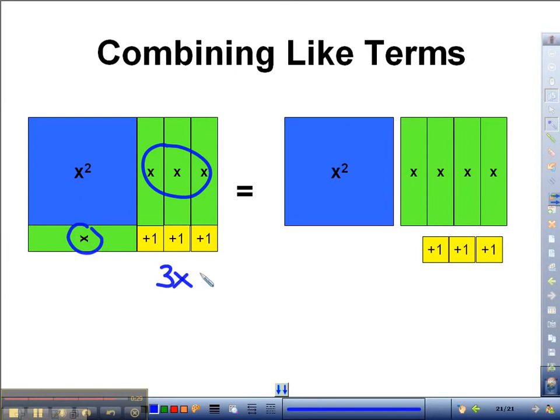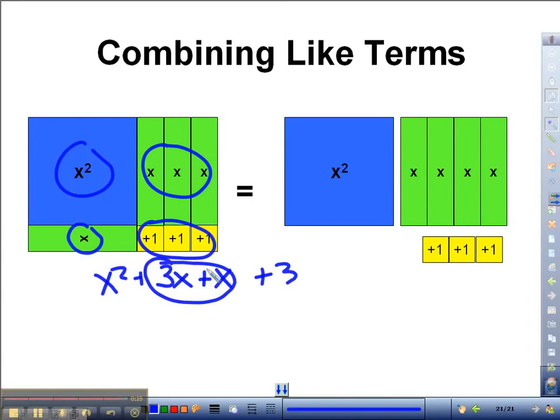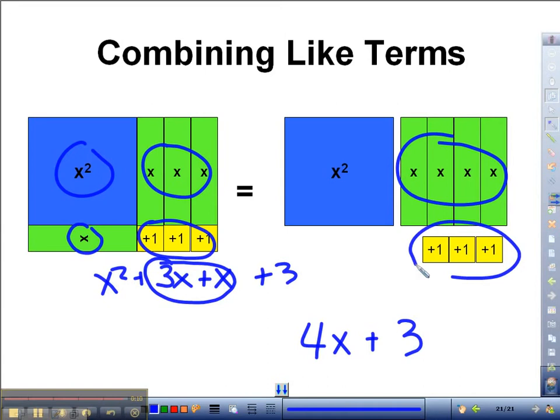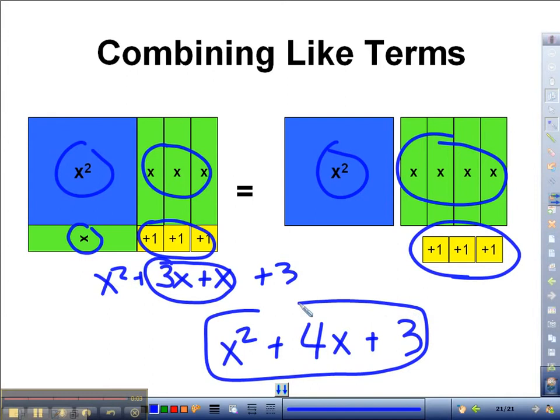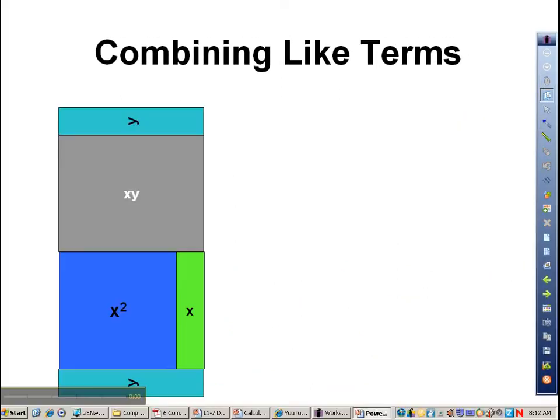Here I've got another x I'm adding to it. Here I've got 3 singles. And here I've got an x squared. Over here I've rearranged stuff and put like stuff together. I combine these 2 together to get 4 x's plus my 3 singles down here plus my x squared right here. And that is your final answer. That is simplified form, combining like terms.